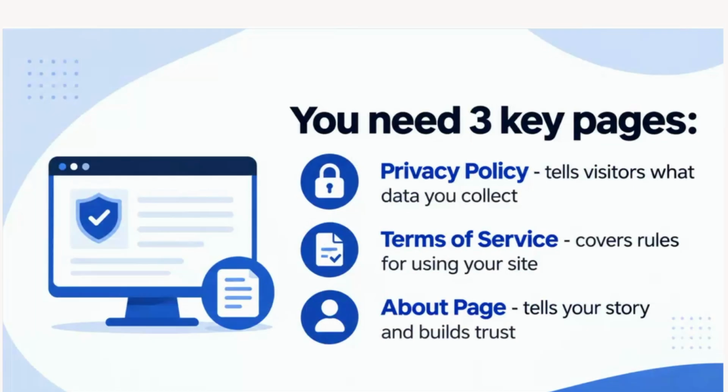So the three pages that are most important for your website are your privacy policy page, which tells visitors what data you collect and how you use it. Next is the terms of service, or the TOS. Sometimes it's called terms and conditions, but this sets the rules for using your site, products, and services. And then the about page tells your story, your personal story, or your company's story, and builds trust with your visitors. These pages protect you and make your business look professional.